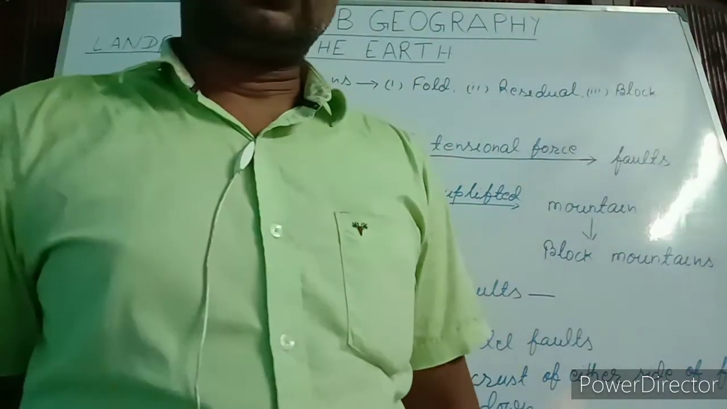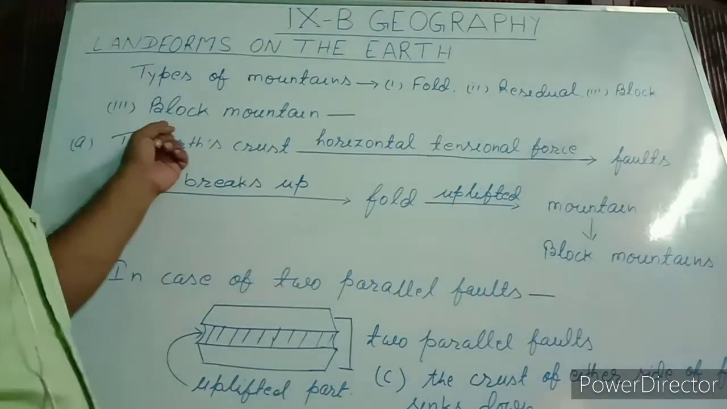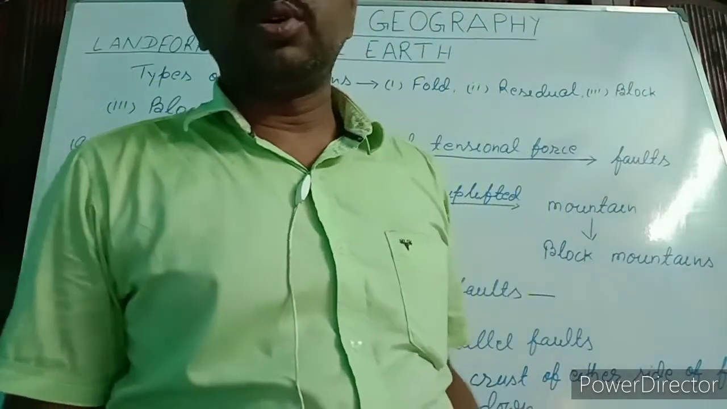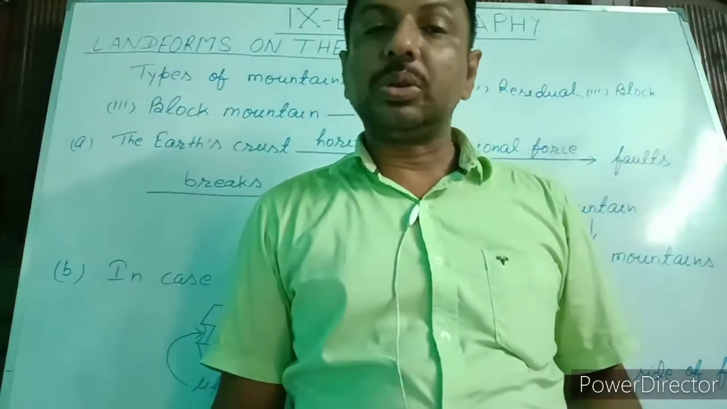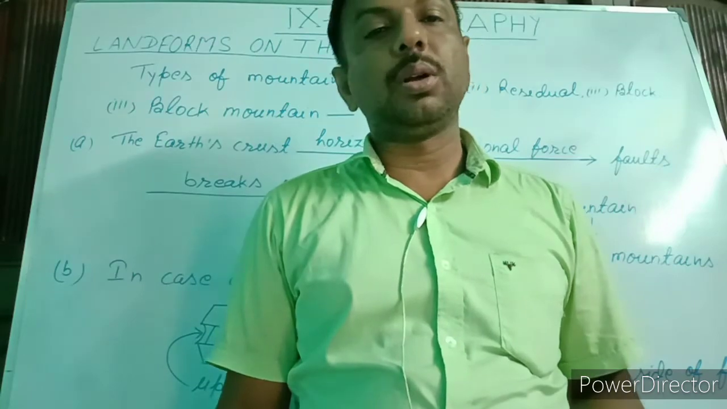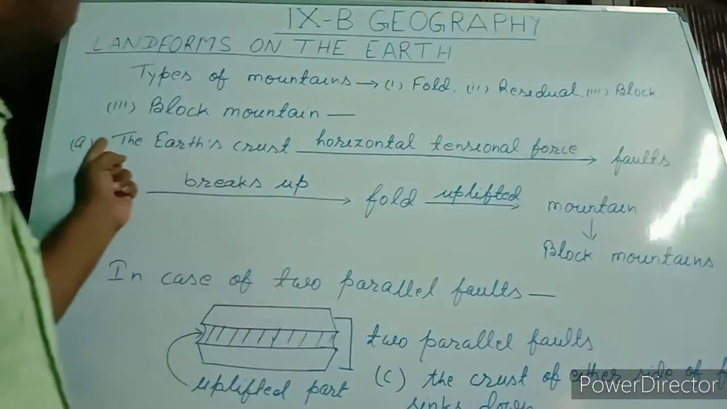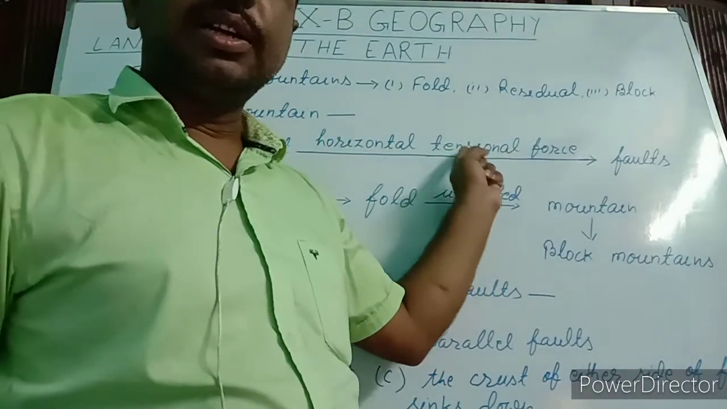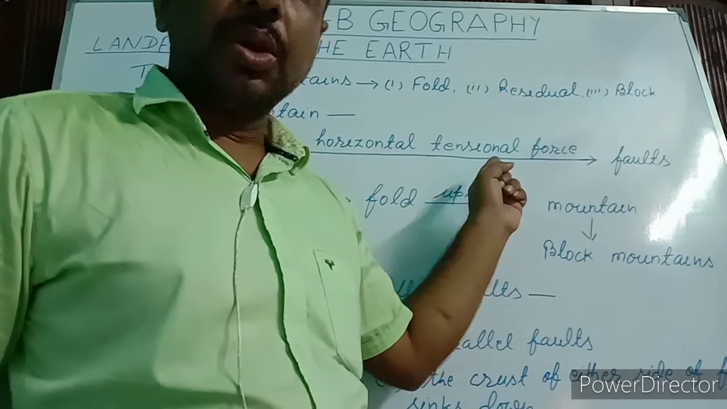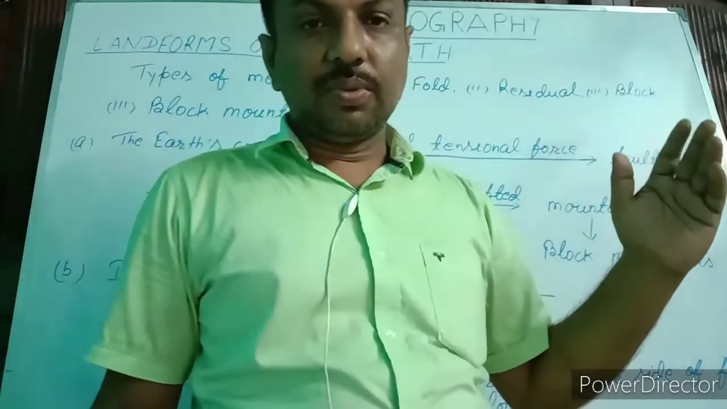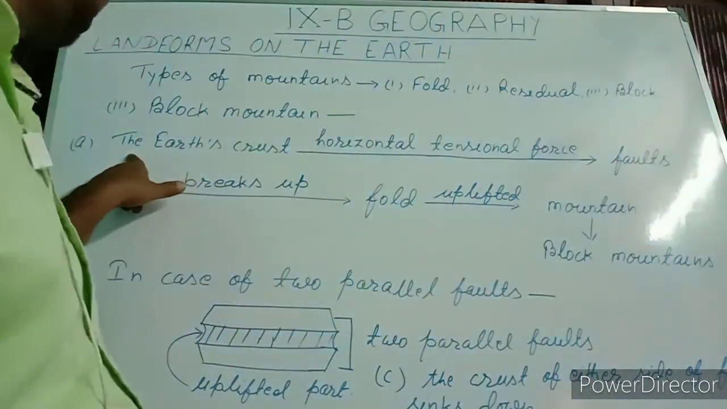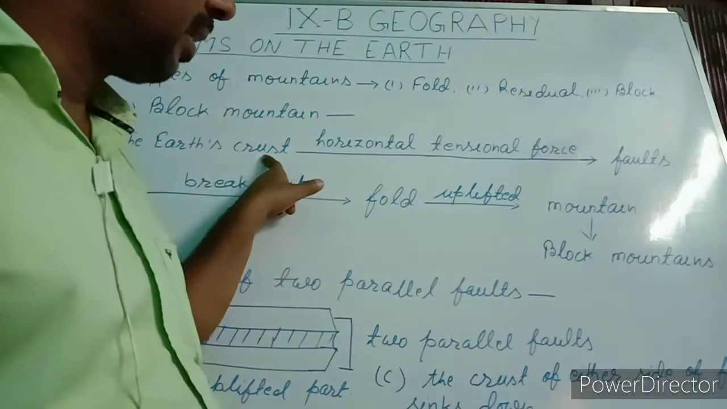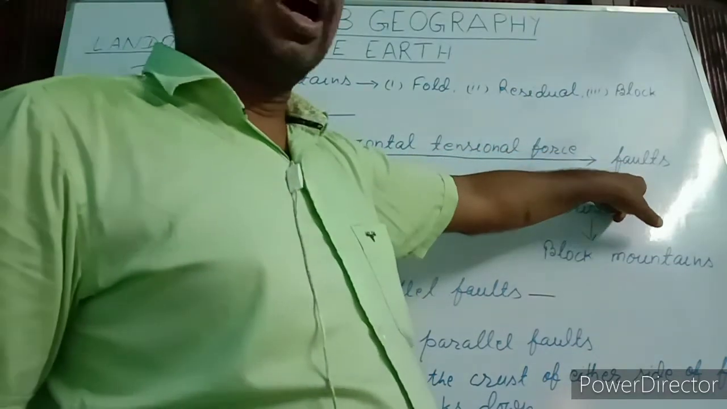And now the third type of mountain is the block mountain. About the processes of formation of the block mountain, we have three processes. Number A, when the horizontal tensional force is active on the earth crust from inside, then folds are prepared.